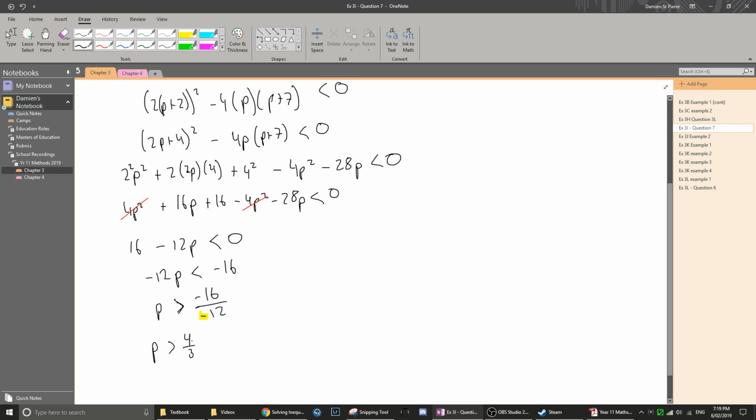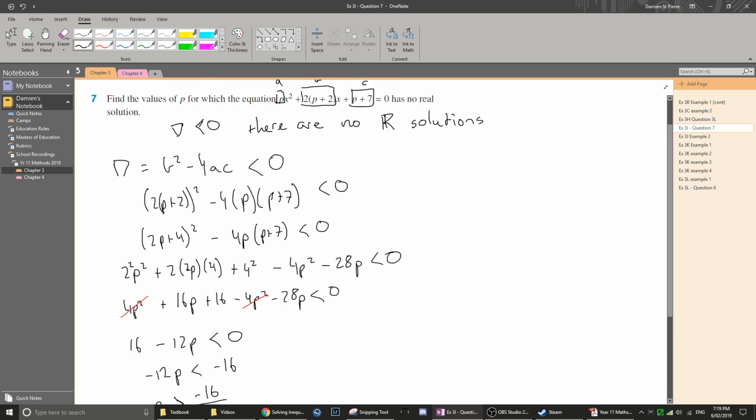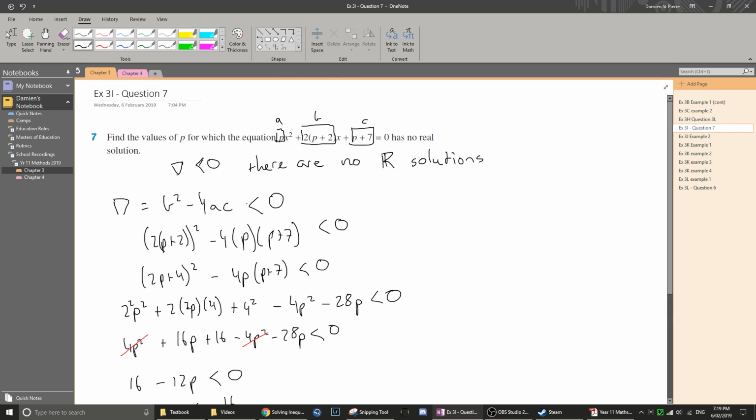What this means, what does it actually mean to the original question? If p is greater than 4 on 3, if we go all the way back to the start, it means our discriminant is less than 0. Therefore, if the discriminant is less than 0, this original equation has no real solutions. That's how we do the problem.